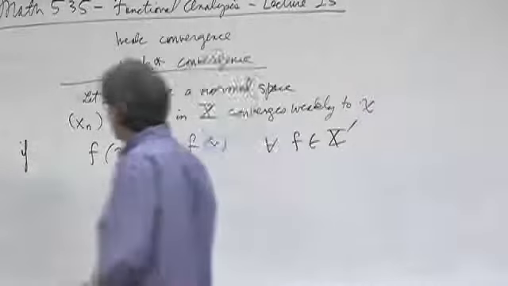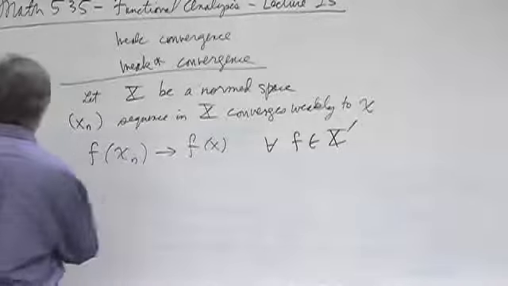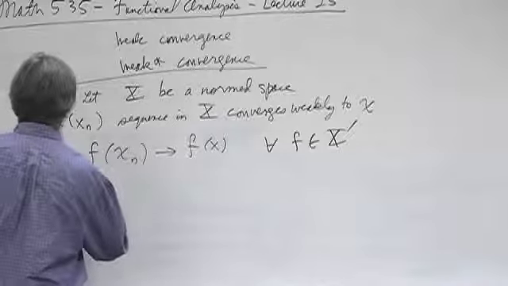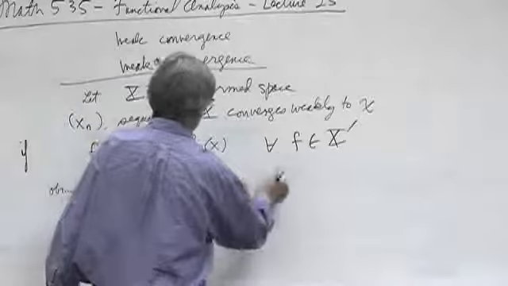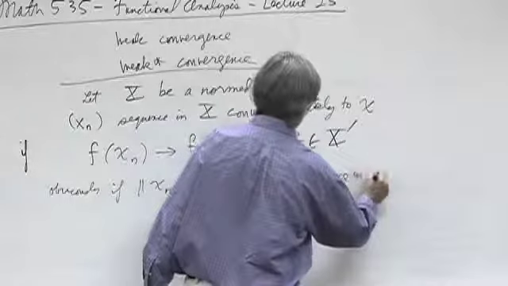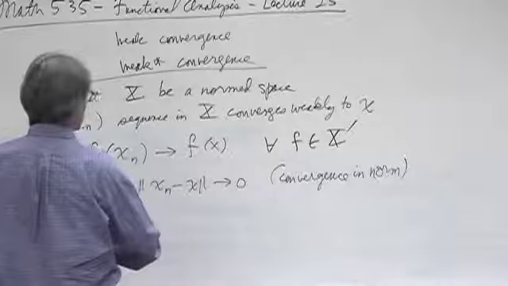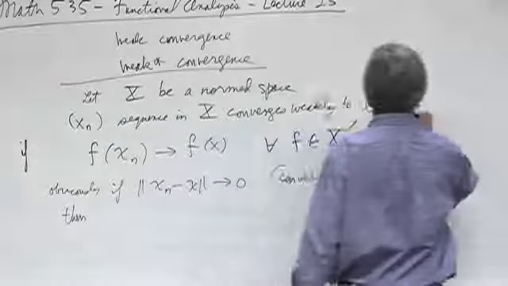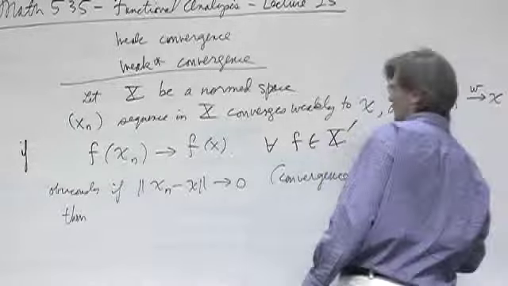So obviously, if x_n goes to x in norm, sometimes we call that strong convergence or norm convergence, then obviously you get the weak convergence, but the converse may not hold, as we'll see in an example. Obviously, if x_n minus x goes to 0, that's convergence in norm, which is what we've been doing with the whole course, then x_n converges weakly, and it's denoted x_n with a little w over the arrow to x.